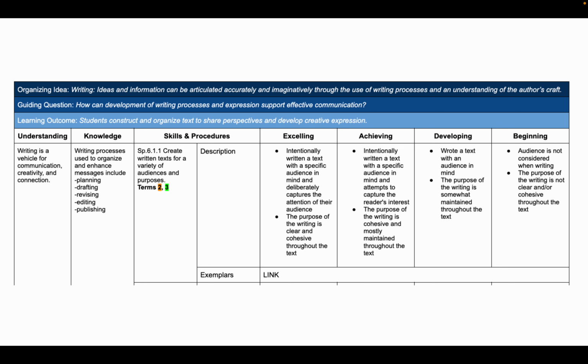So this is a quick snapshot of what the LA one looks like so far. You can see that the understanding is in there, then the knowledge, and then the skill and procedure. This one does have it laid out, showing what term that skill and procedure will be taught in, and then it shows what excelling looks like, what achieving looks like, developing, and beginning. There are no exemplars linked into this one yet.